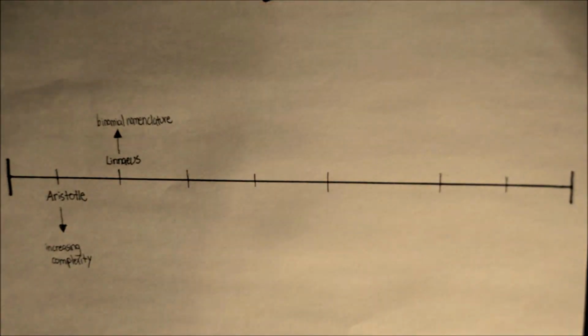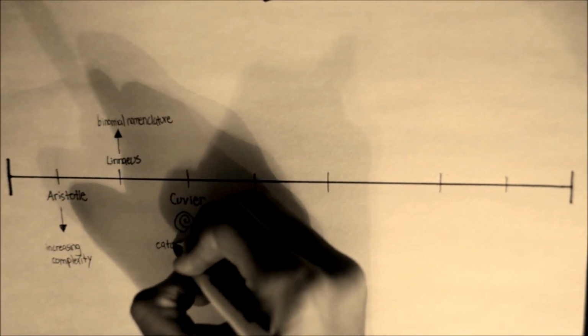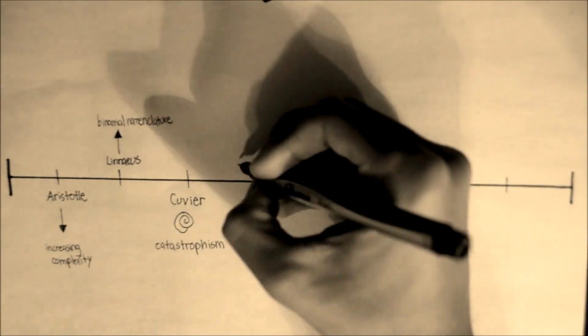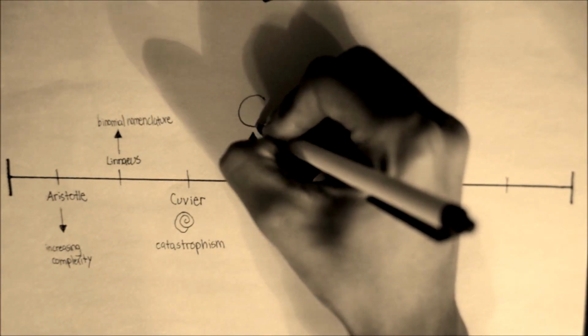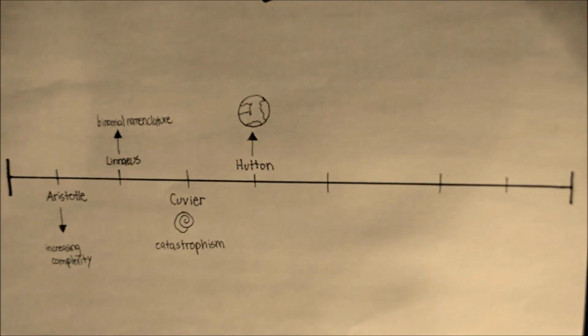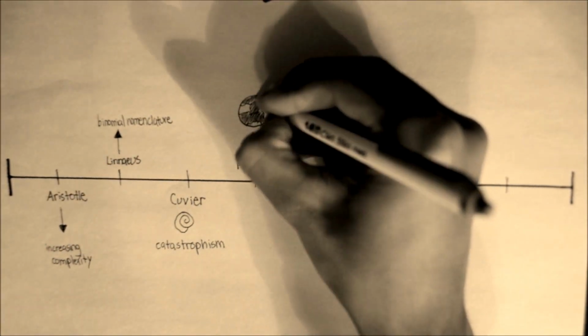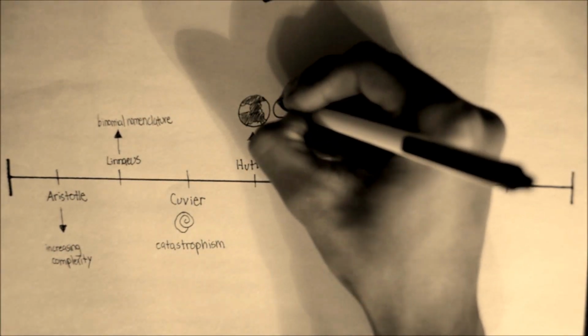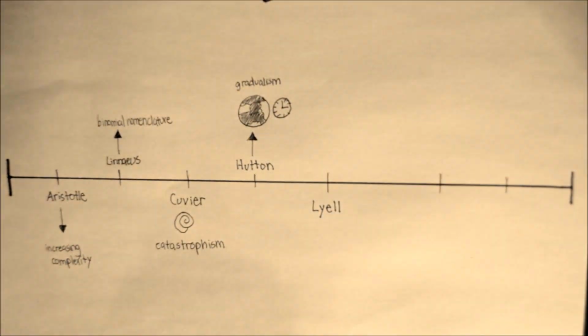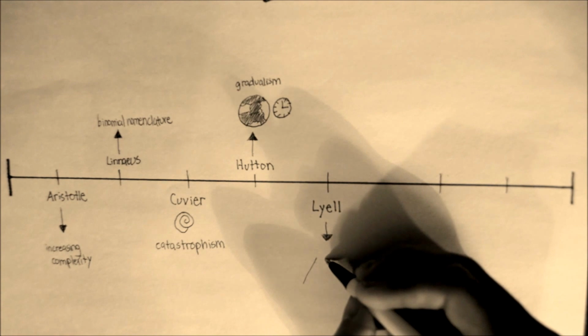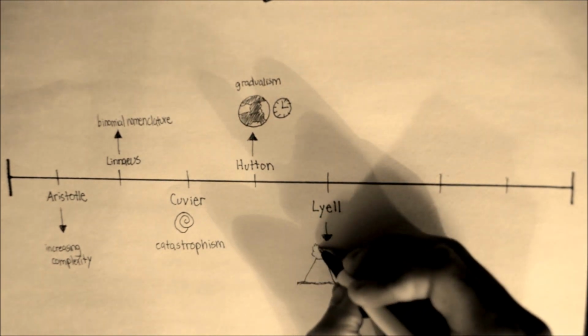Cuvier studied fossils and thought that each boundary between evolutionary jumps is due to a catastrophe. Hutton suggested that changes in the environment happen very slowly, and therefore our Earth is extremely ancient, or his theory is otherwise known as gradualism. Lyell proposed that geological processes such as volcanoes have not changed throughout Earth's history.